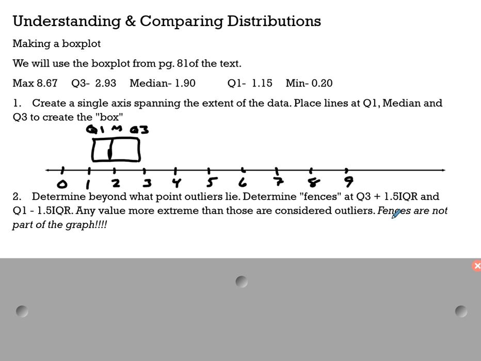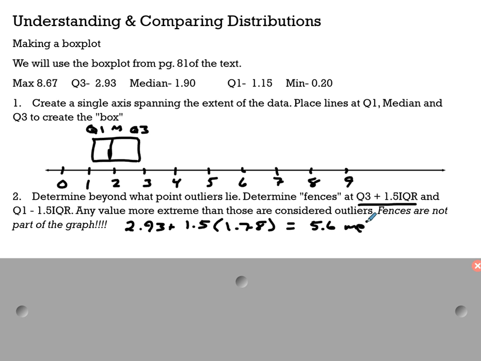So the upper fence is this one right here. You take the value of Q3, 2.93, plus 1.5 IQR. This is the only time where you're actually going to take the difference of the IQR and find what the difference is. We take 2.93 and subtract 1.15, multiply by 1.5, and then add it to the third quartile, and that's going to give us 5.6.